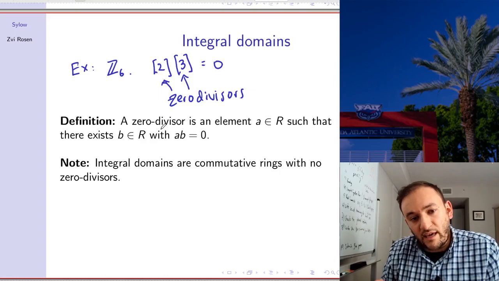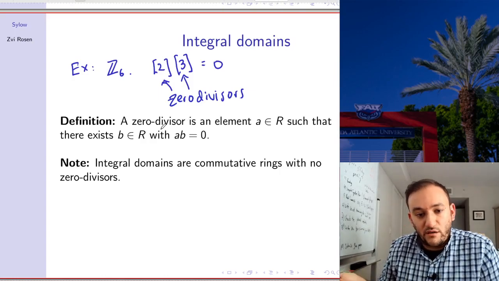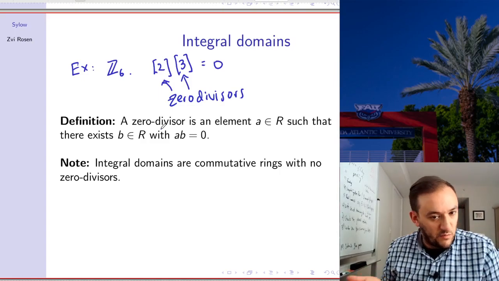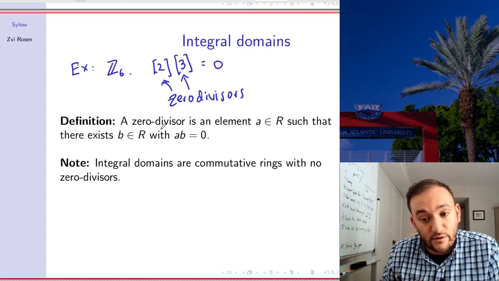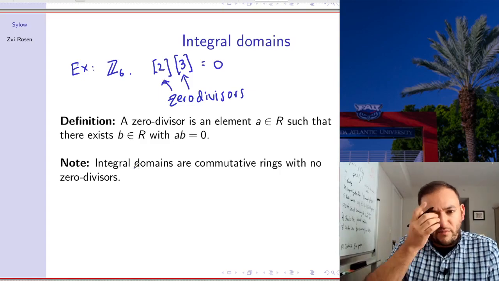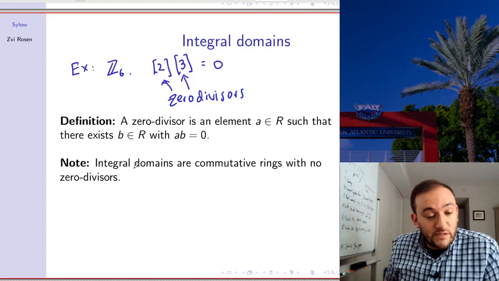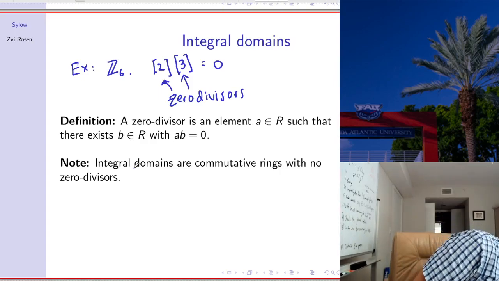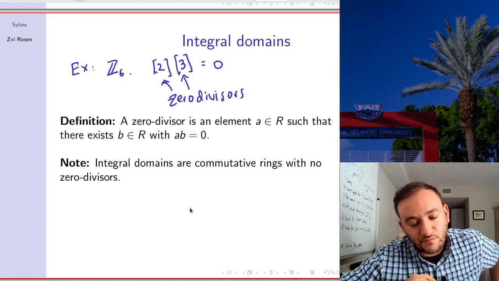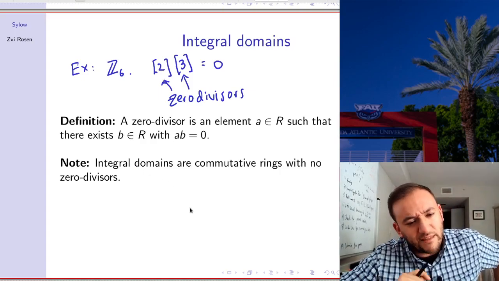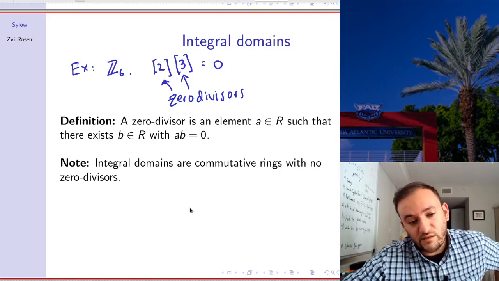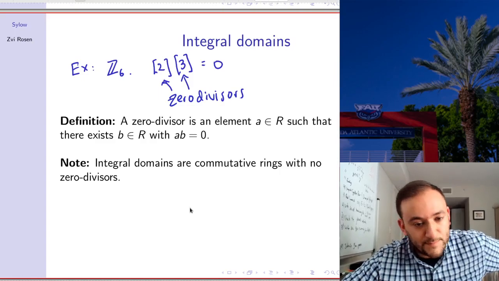Strictly speaking, A is a left zero divisor if AB equals 0. But in a lot of contexts, we're working in a commutative ring anyway, so it'll be both a left and a right zero divisor. Another note is that integral domains are commutative rings with no zero divisors. I'm not sure I made this condition clear in class: it's only considered an integral domain if it's also commutative.